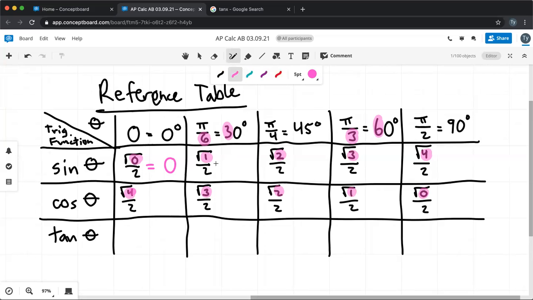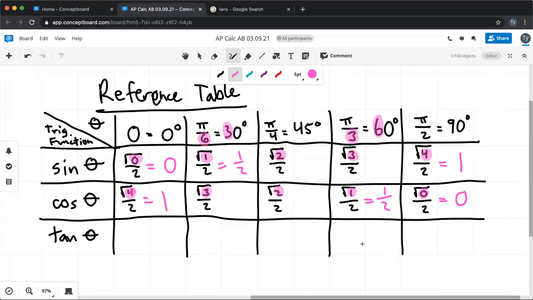Okay, so going through, we can simplify this a little bit. √1/2 is just 1/2. This is gonna stay, we can't make that look nicer. This is also gonna stay, we can't make that look nicer. And here the square root of 4 is 2, divided by 2 is 1. Similar over here, right? √4/2, we see √4/2 over here, it's still 1. This one we're gonna leave, we can't simplify it. This one is 1/2, and this one is 0.